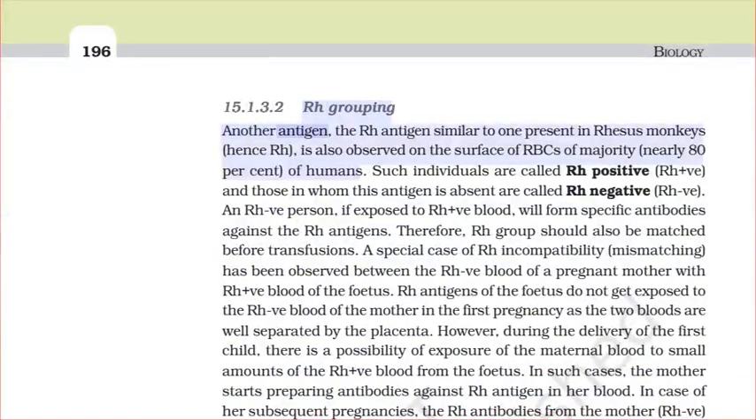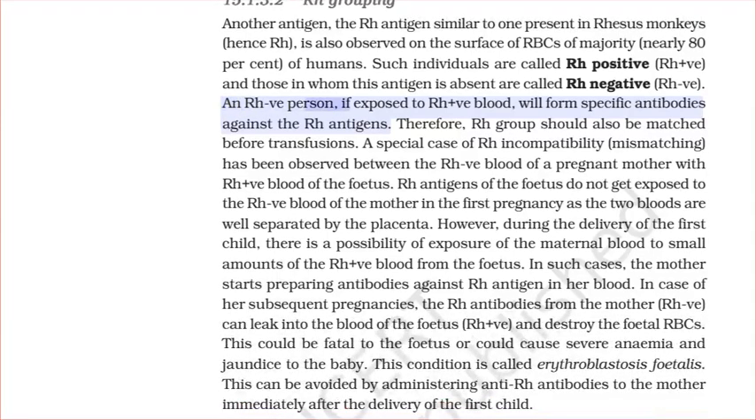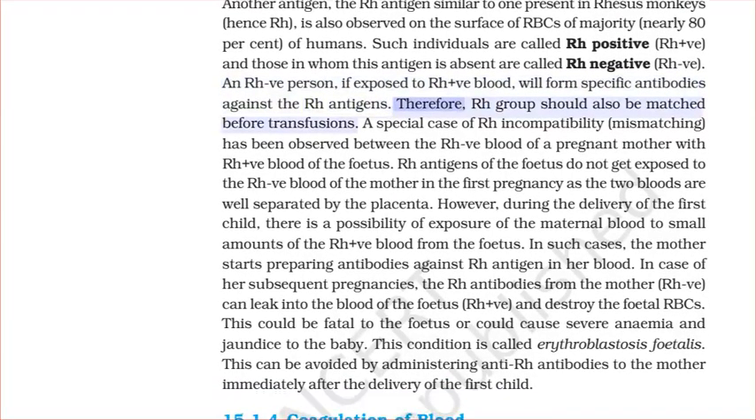Rh grouping, another antigen. The Rh antigen, similar to one present in rhesus monkeys, hence Rh, is also observed on the surface of RBCs of the majority, nearly 80%, of humans. Such individuals are called Rh positive (Rh present), and those in whom this antigen is absent are called Rh negative (Rh absent). An Rh absent person, if exposed to Rh present blood, will form specific antibodies against the Rh antigens. Therefore, Rh group should also be matched before transfusions.